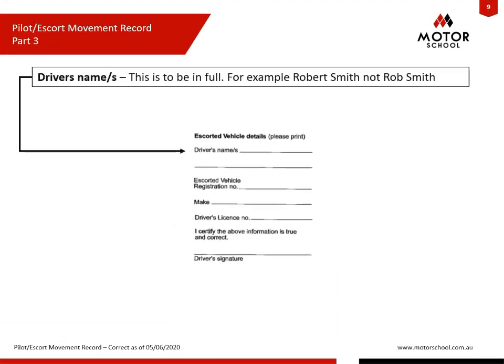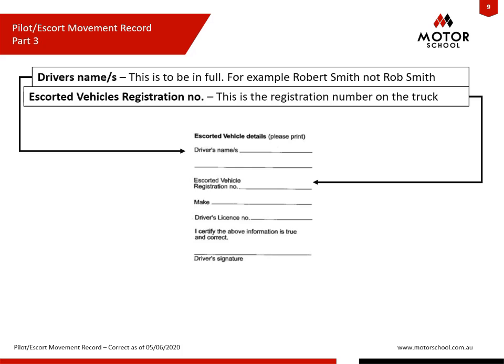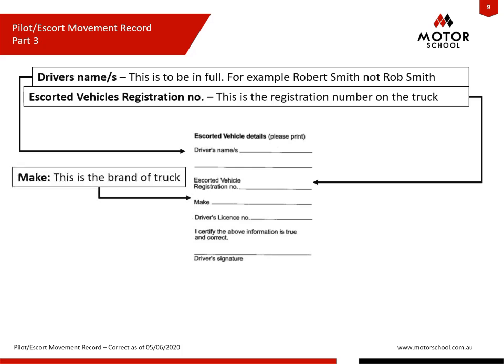Part 3 is where we look at the details of the driver of the heavy vehicle, or the load being moved. In this case, the driver's name is to be made in full. So if it's John Smith, it will be John, not Johnny, Jono, or J Smith. It will be the full name John.